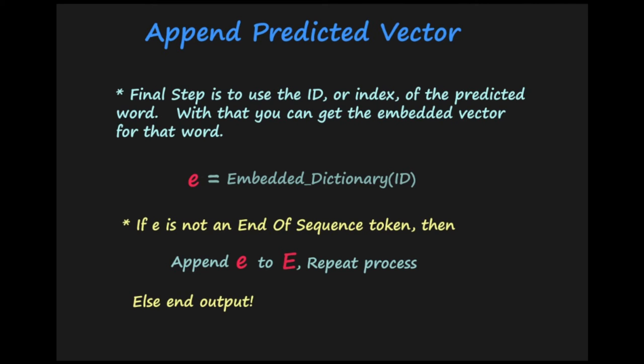Then you can take the ID of that word, put it in the embedded dictionary, and get the vector for it, and append it to the embedded input sequence. Feed the input sequence plus the appended new word into the input of the decoder transformer, and repeat the whole sequence again.